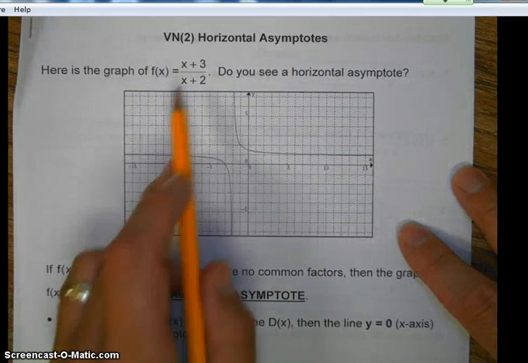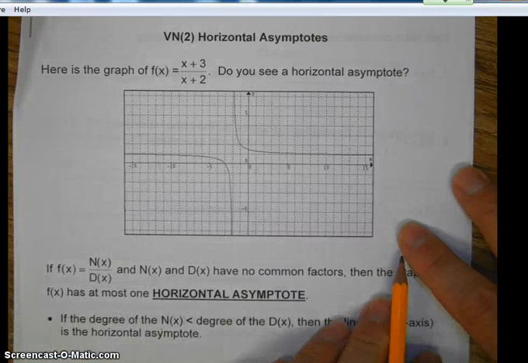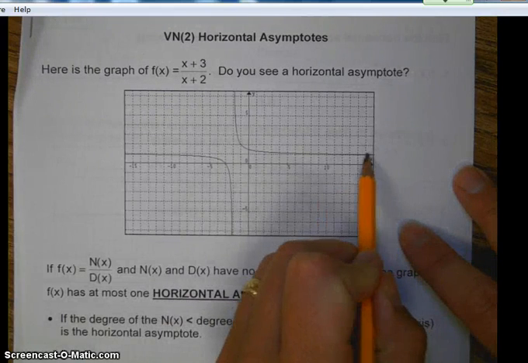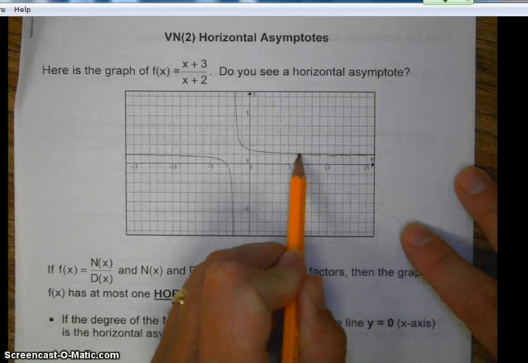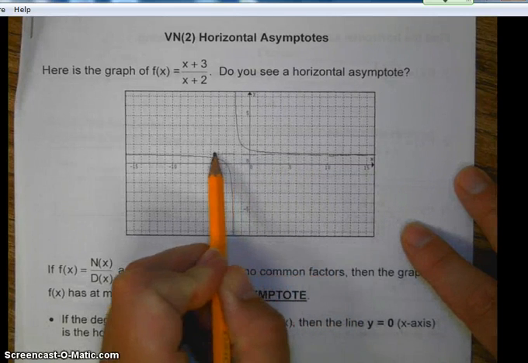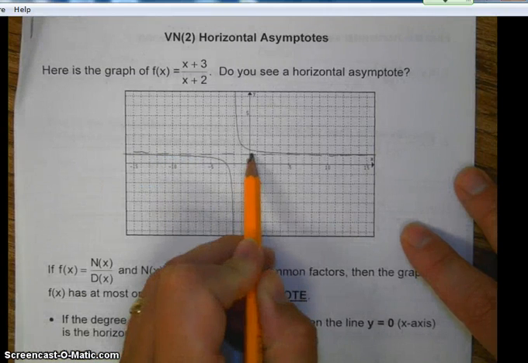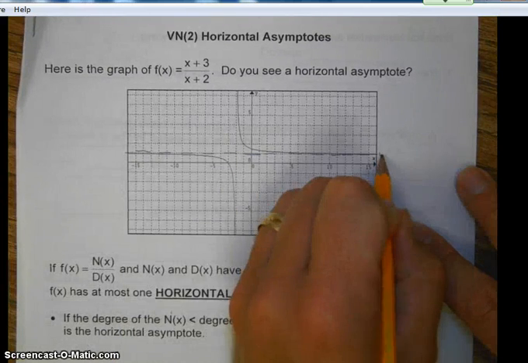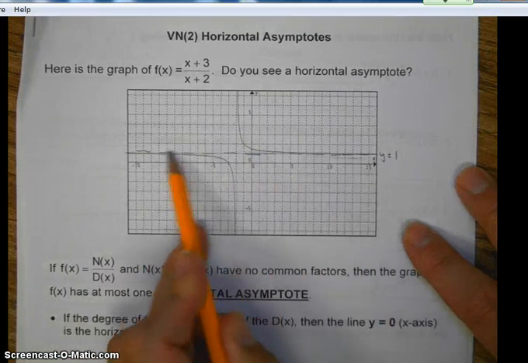So here's the graph of x plus 3 over x plus 2. Do you see the horizontal asymptote? Hopefully you notice the asymptote right here that splits the top part of the graph and the lower part of the graph. Splits them in two pieces. Right here at 1. y equals 1. So we're going to learn how to find this horizontal asymptote today.